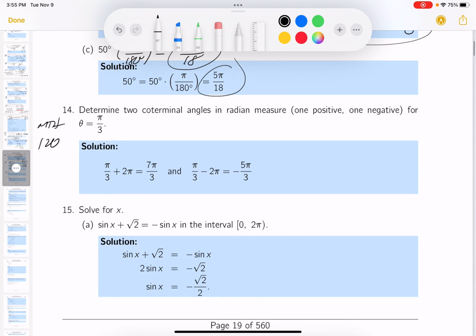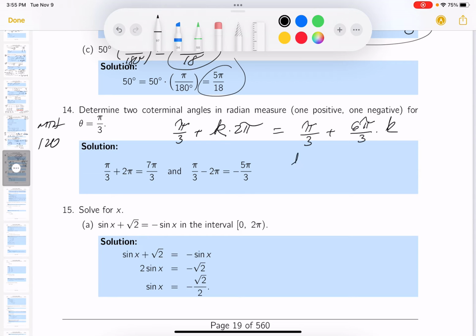So how do you do a coterminal? Well, basically all you do is pi over 3 plus some integer multiple of 2 pi. And you could choose k to be any number as long as it's an integer. For example, if you chose 0, you get pi over 3, but I don't want that. I want some new ones. So let's use 1. But before I do that, I want to write this so it's easier for me to do the arithmetic. And that's going to be 6 pi over 3 times k.